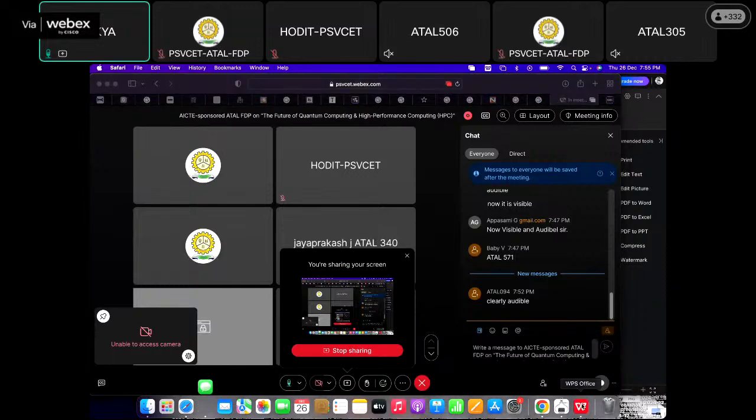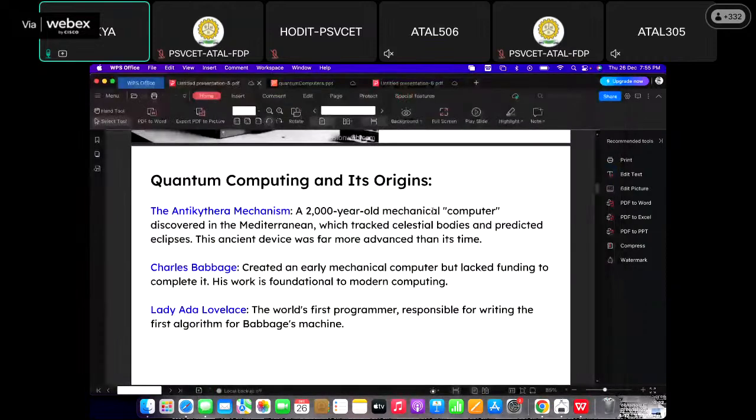So let's talk about quantum computing and its origin. First, analog computers: the Antikythera mechanism, a 2000 year old mechanical computer discovered in the Mediterranean, which tracked celestial bodies and predicted eclipses. This ancient device was far more advanced than its time.